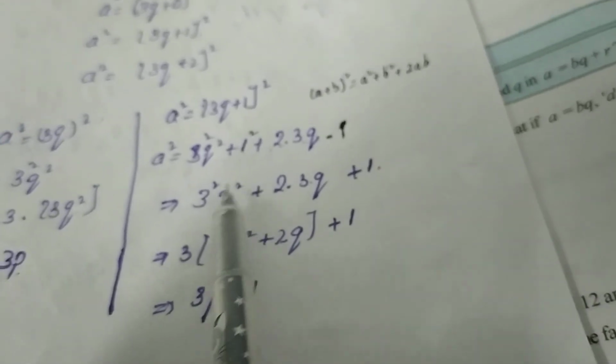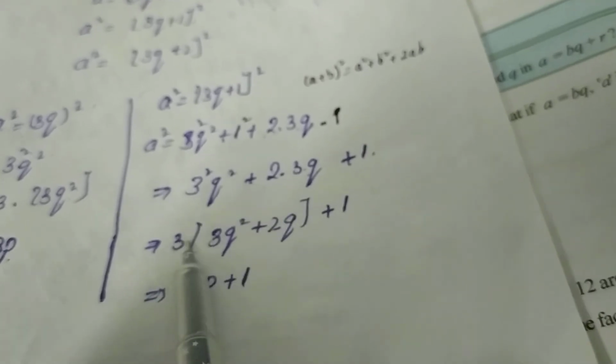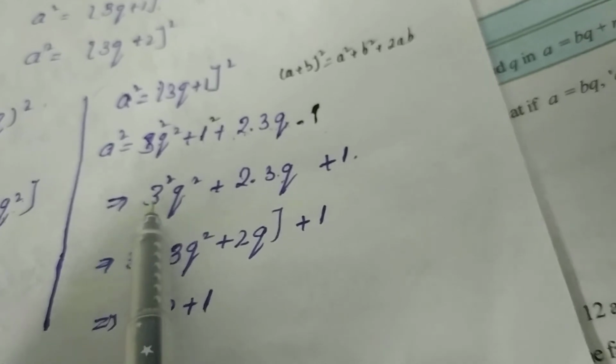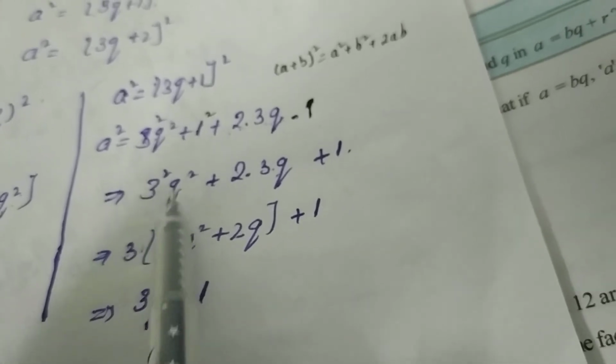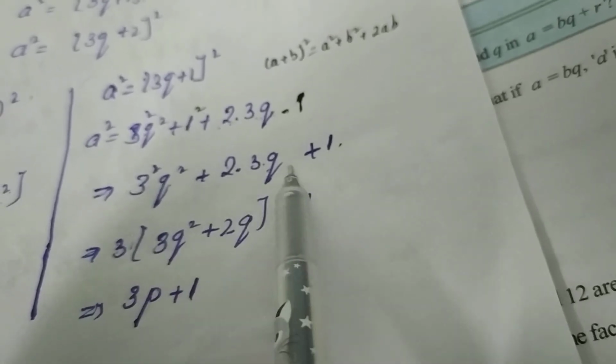What we have to do is take the common number. We are taking the 3 as common. How much is left here? 3 square is there, 1 is common, so how much is left? 3q square, plus I am taking the 3 common. How much is left here? 3q only. Okay, plus 1.